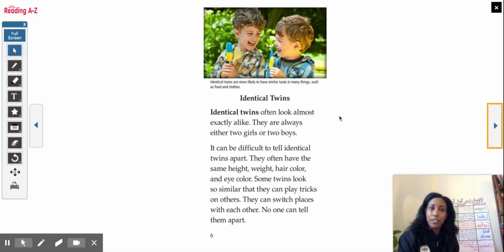Identical twins. I see that word is bolded. I'm not sure what identical means. Let me go somewhere in my book to find out what that means. Where can I go in my book to find out what identical twins means? Yeah, I can go to my glossary. Let me go to my glossary because I want to make sure that I can completely understand this story.